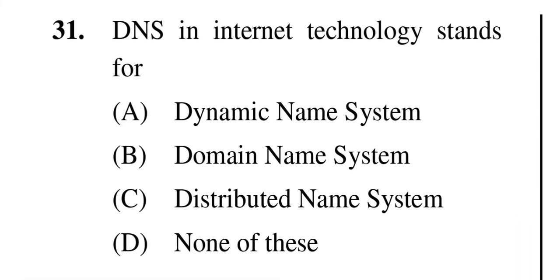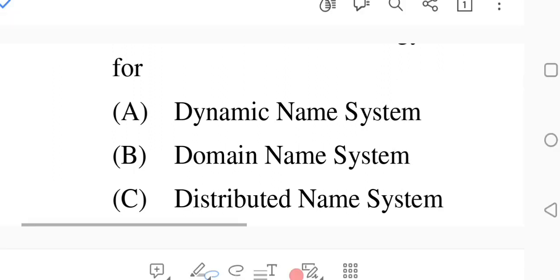31 says DNS. DNS in internet technology stands for what? Dynamic name system, domain name system, distributed name system, none of these. 31. The correct answer of 31 will be: DNS in internet technology stands for B, domain name system.